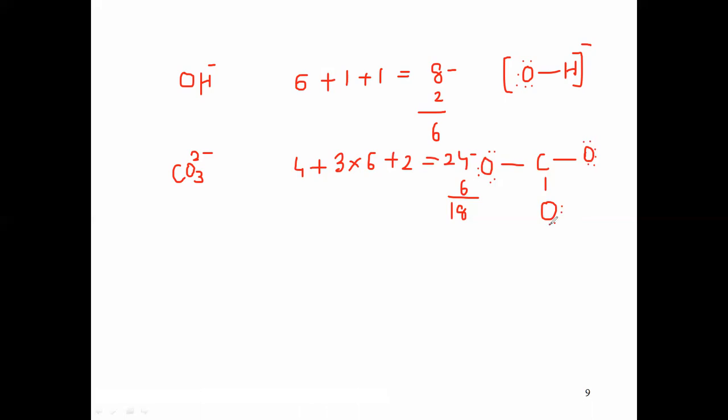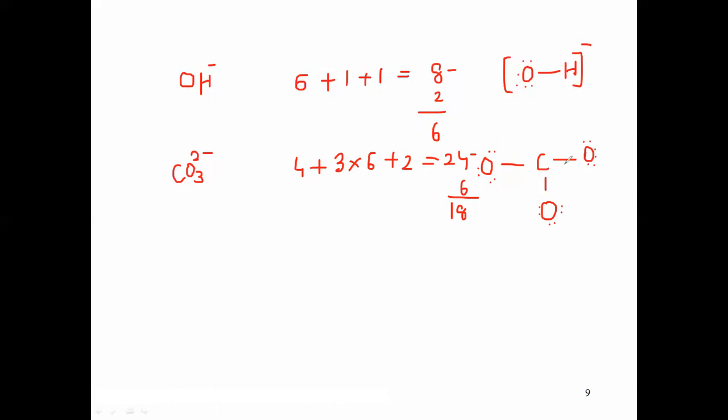1, 2, 3, 4, 5, 6. Now count all the electrons on each atom. Here 1, 2, 3, 4, 5, 6, 7, 8. So this oxygen completed its octet. This oxygen atom also has 8, and this oxygen atom also has 8. But what about carbon? Only 3 bonds, which means 6 electrons only. So carbon should have 8 electrons, then only it can complete its octet, right?